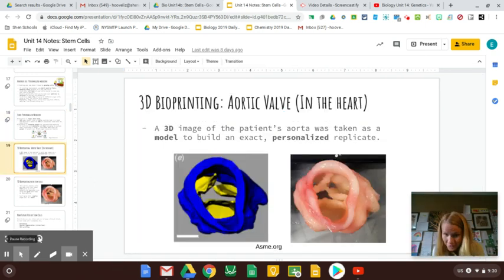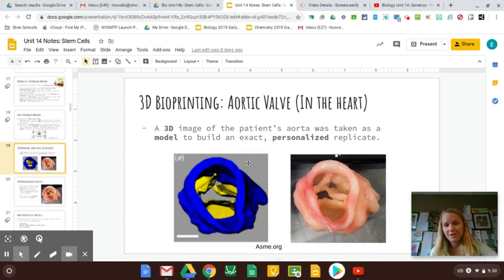Another cool thing we can do with stem cells is we can 3D print body parts. And we've actually already done this with an aorta, which is the huge valve that comes out of your heart and pumps a lot of blood. So you can see that's a pretty big valve.